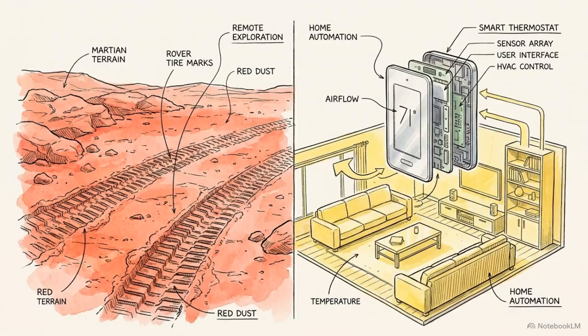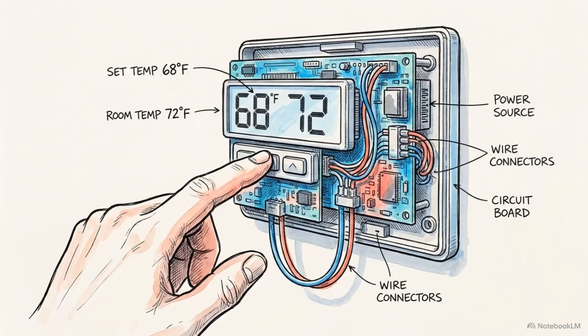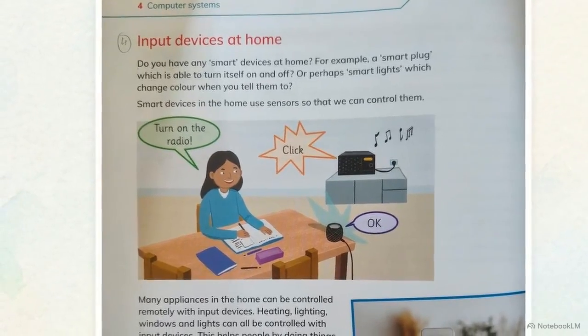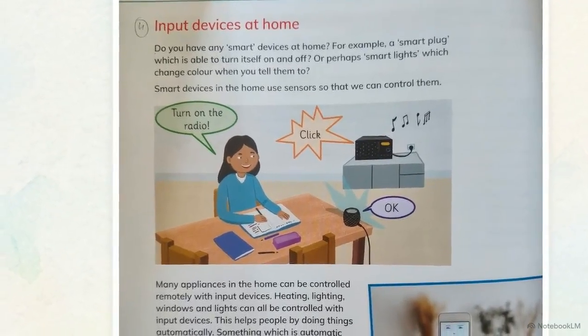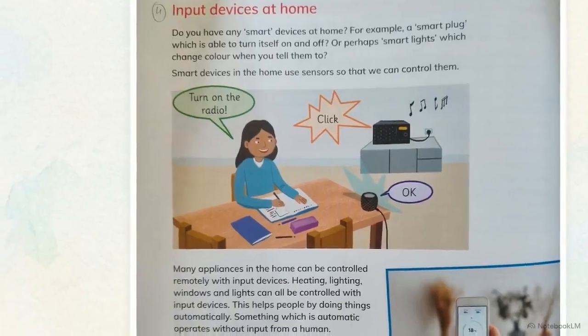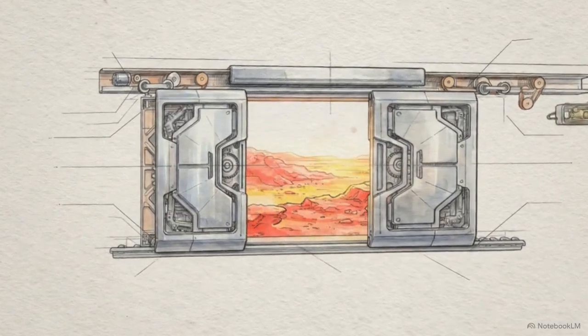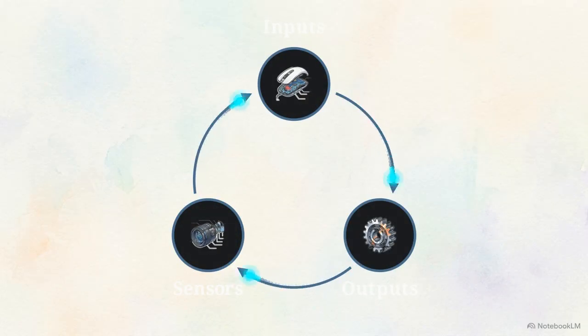You do not need a space rover to see this in action. The exact same logic is running inside your house. Everyday smart devices like thermostats or automatic doors use these same rules to make life easier. Quiz 7. If you tell a smart speaker to play music, is your voice command an input or an output? It is an input. Whether it is opening a smart door or exploring the rocky craters of Mars, every piece of modern technology relies on this teamwork between inputs, sensors, and outputs.